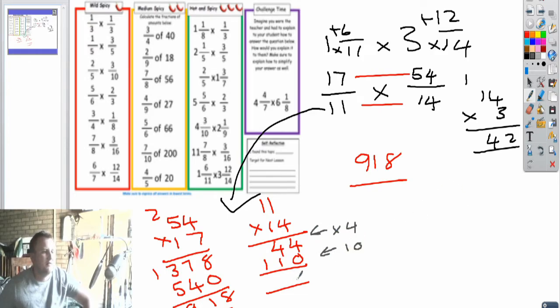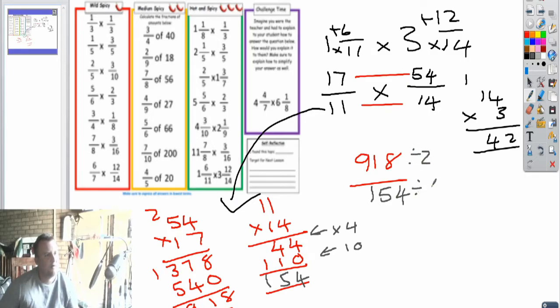All right, let's add them together. 154. So 918 over 154. That's crazy, crazy stuff. I'm going to half both.